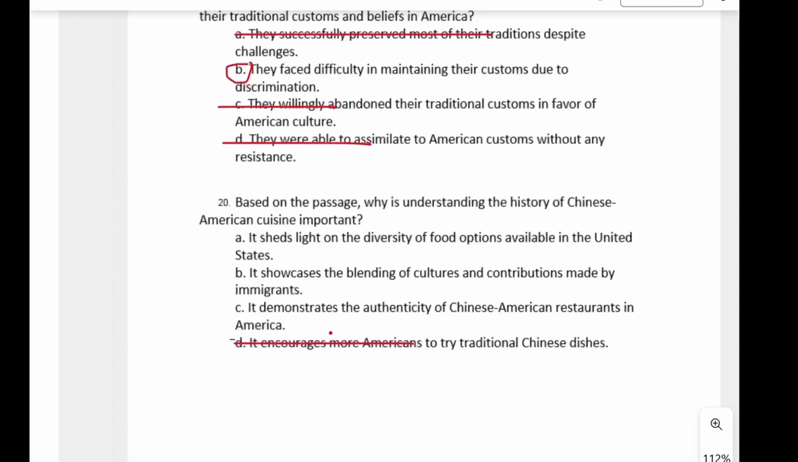It kind of debunks the idea of Chinese American restaurants being authentically Chinese. So it's not about the authenticity. It's sort of between these two, and I think the text definitely has a bigger picture than just the United States, because it talks about history and culture, which most places have. So it's definitely B, that it showcases the blending of cultures and contributions made by immigrants. And that is the comprehension section.